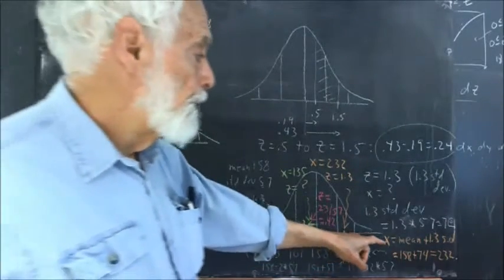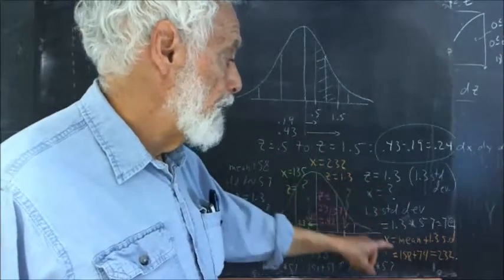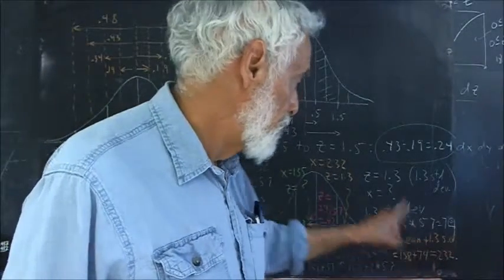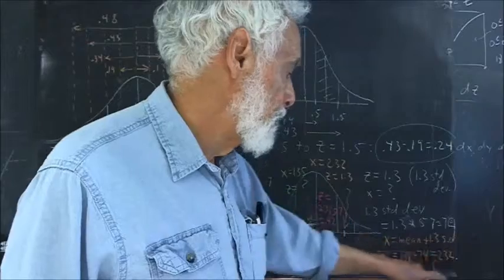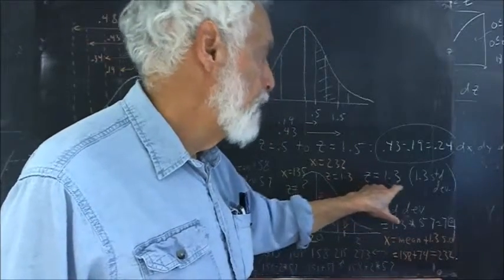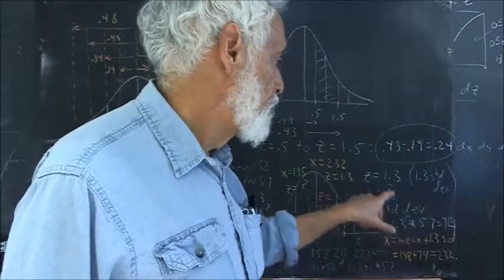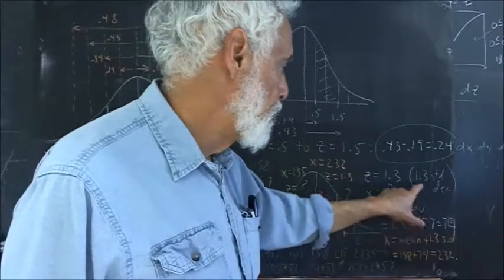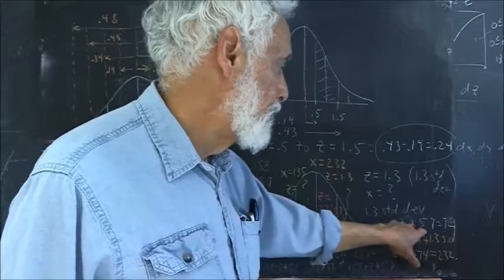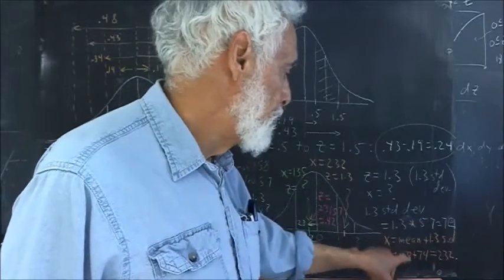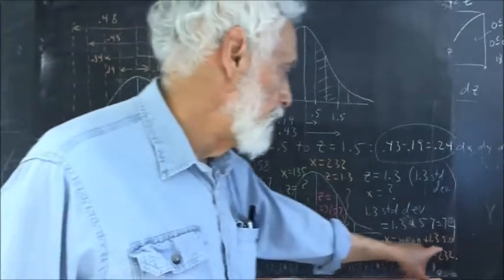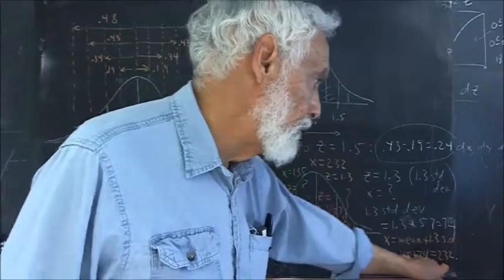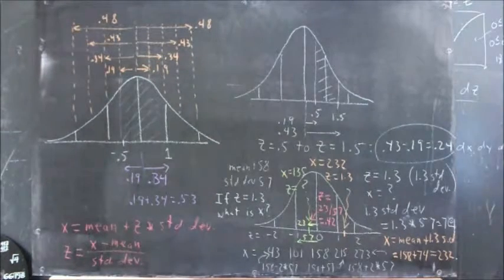What did we do to find the x for a given z value? We took the mean and added the z times your number of standard deviations. In this case, you had z equals 1.3, so that corresponds to 1.3 standard deviations. 1.3 times 57, which is 74. So to the mean, 158, we add the 1.3 standard deviations, which is 74, and we get 232.